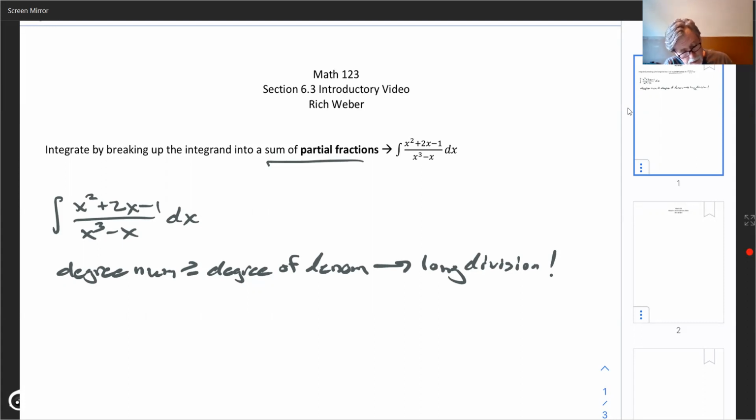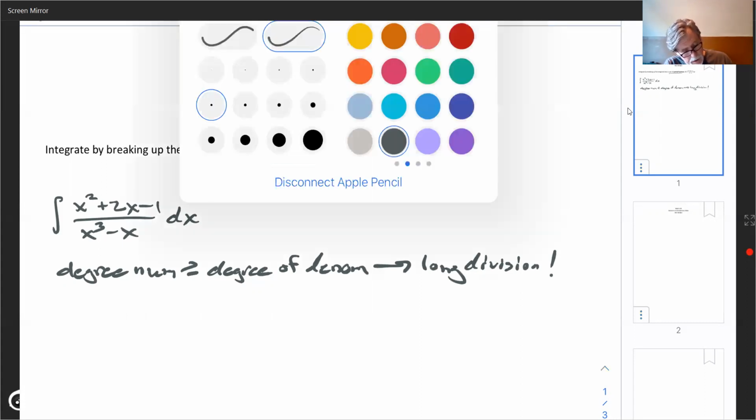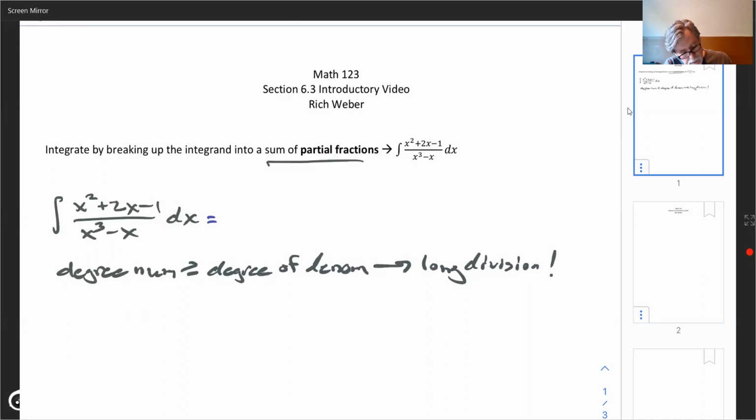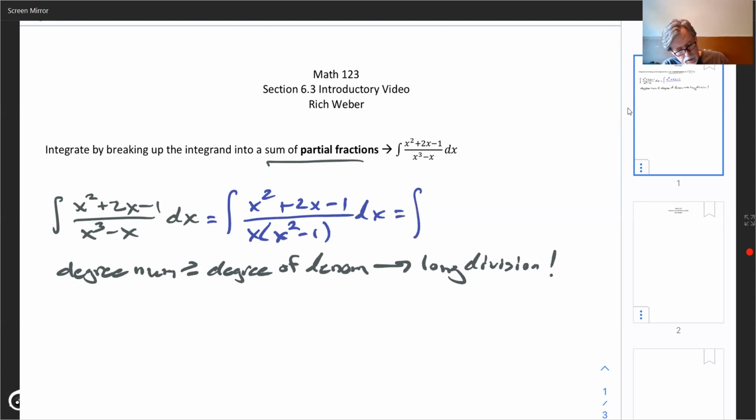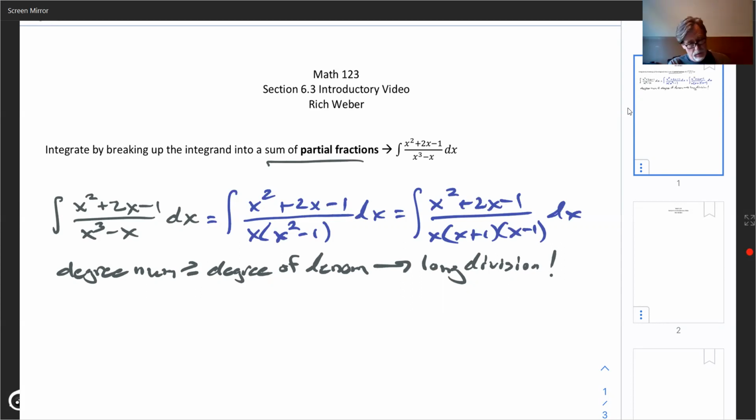So I'll just recommend, why don't we just start working on this thing. The very first thing we should do is factor the denominator. Let's pull out an x. We're left with x squared minus 1 dx. All right, so now we factor that difference of squares, and we're left with x plus 1 and x minus 1 in the denominator. Agreed? Here's where the partial fraction decomposition comes into play.